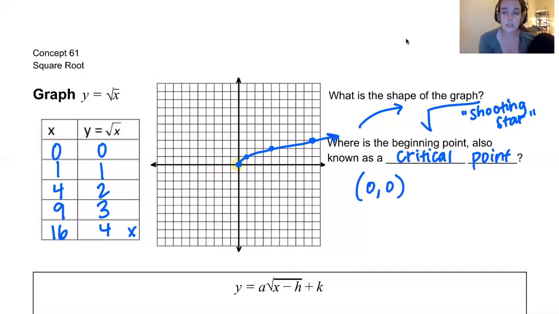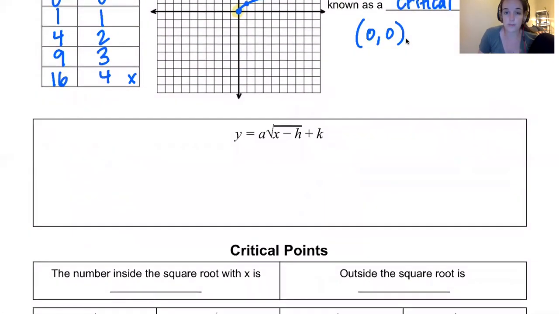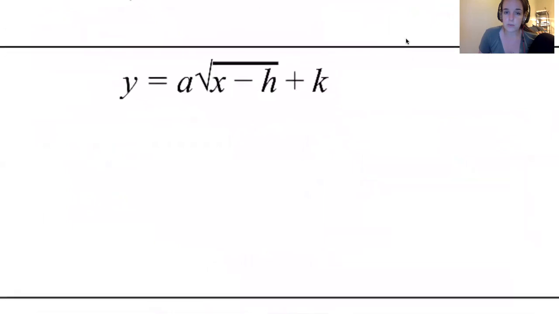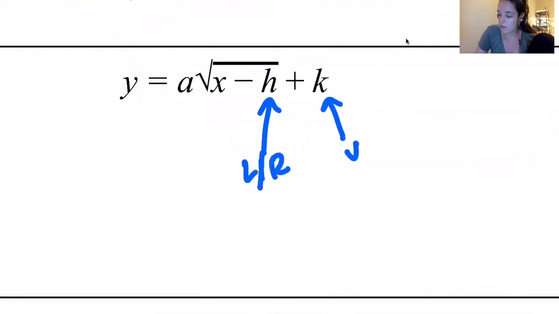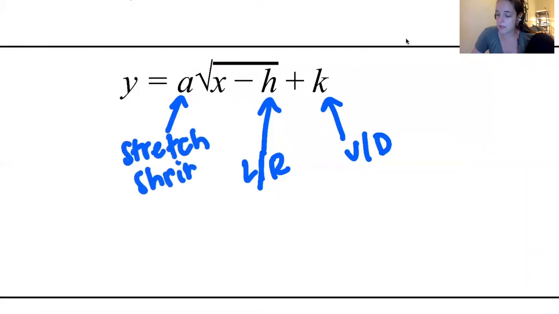And we'll see that the shooting star graph, or the radical graph, can move around the graph based on different things in the equation. So this is the normal equation. We've dealt with these before, and it works in basically the same way. H is our left and right movement, and K is our up and down movement, and A, as you might remember, is stretching or shrinking or flipping upside down, right? If they put a negative there, it's going to flip upside down. But the ones that we're going to focus on for the critical point today are H and K.